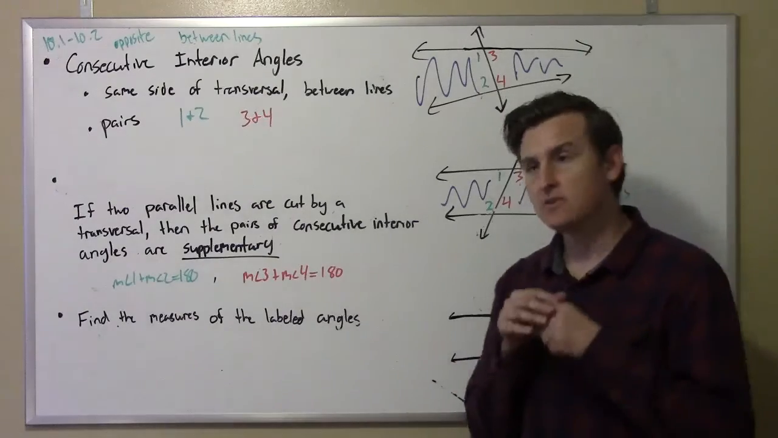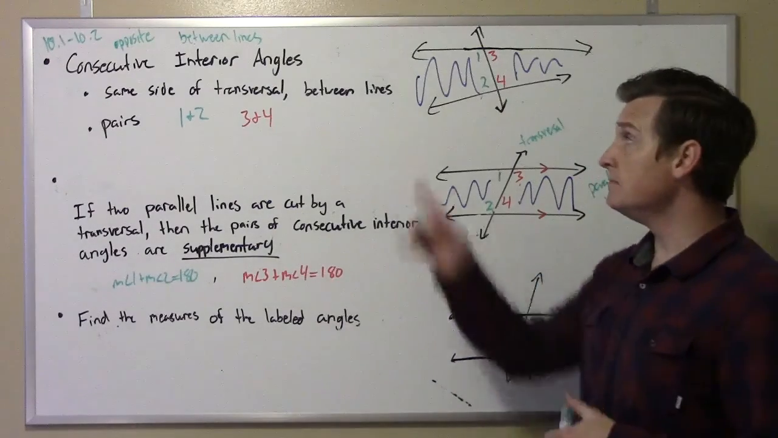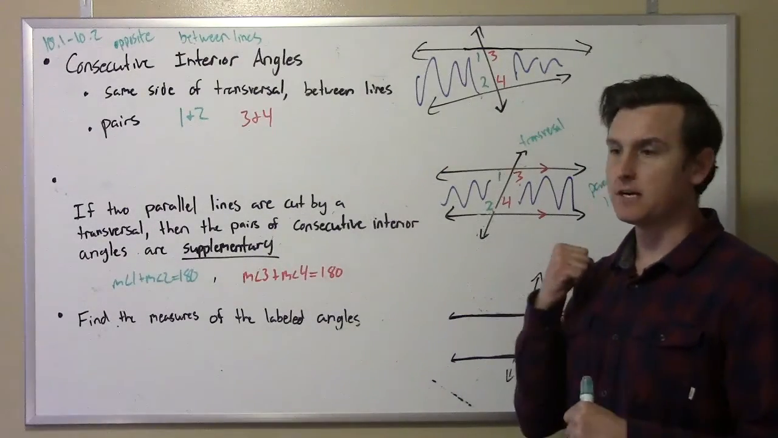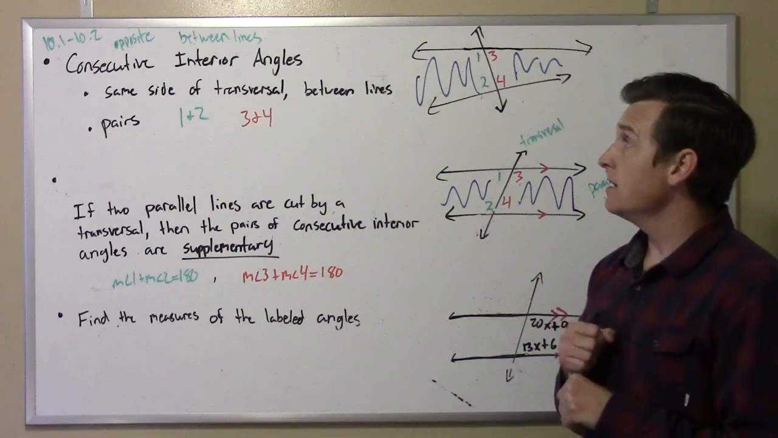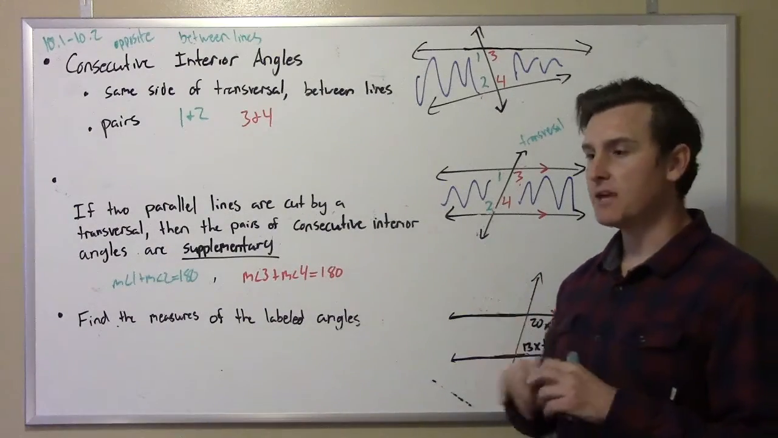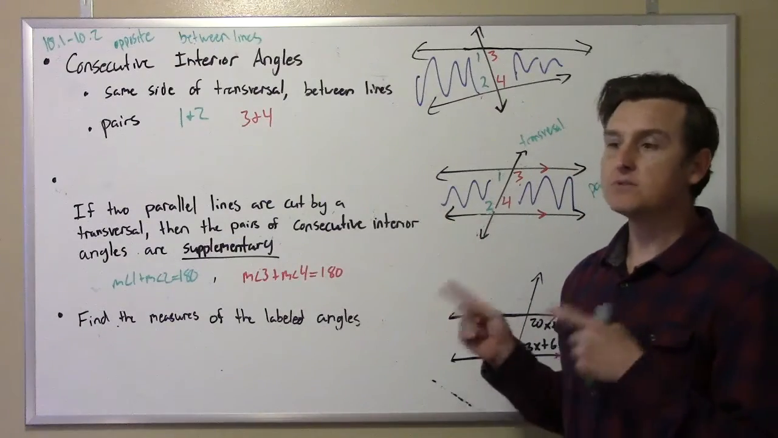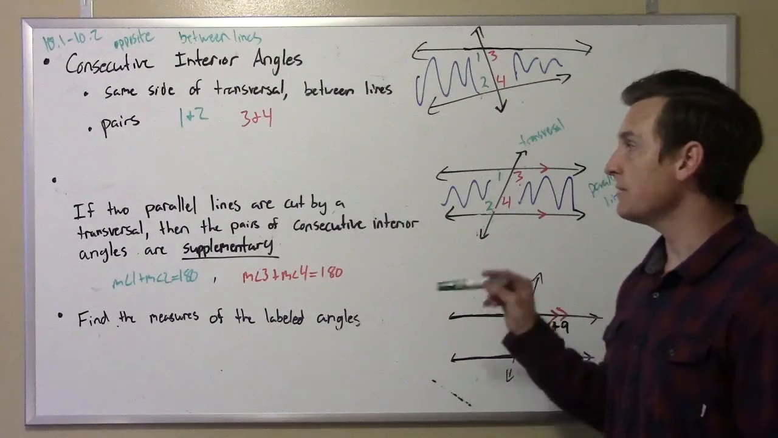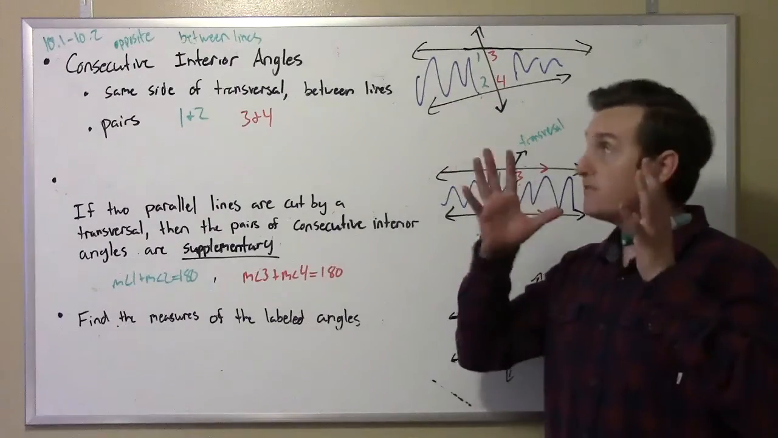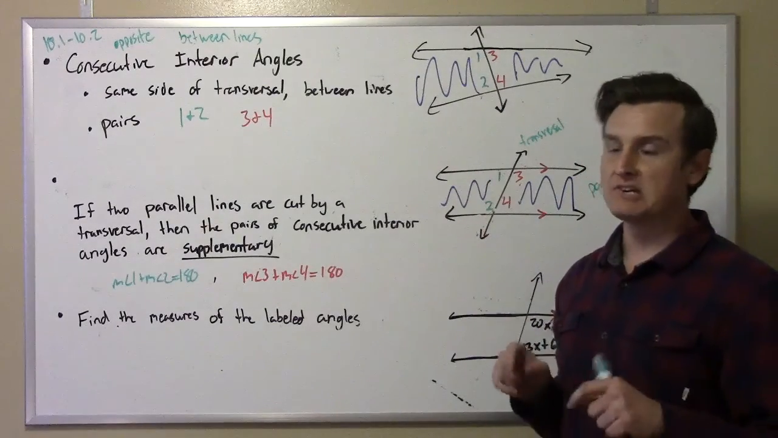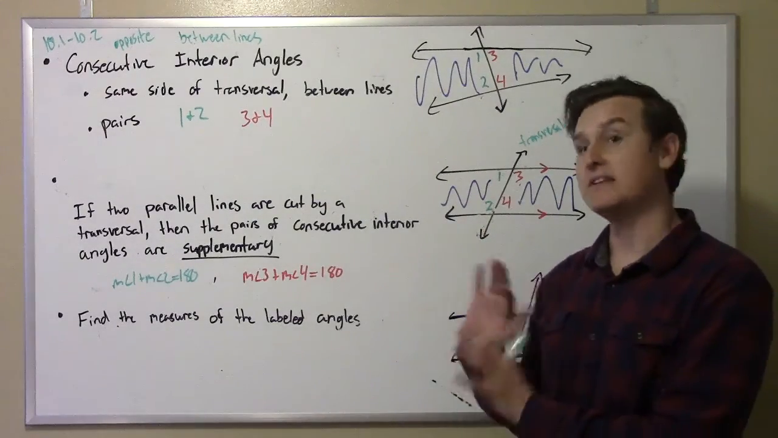The last angle relationship we're going to talk about today is consecutive interior angles. This is kind of the odd man out. The other three, we know, are congruent when we have parallel lines. This one is a little bit different. We'll talk about that in a minute, but I wanted to fuse in your mind that consecutive interior angles is different than the other three.